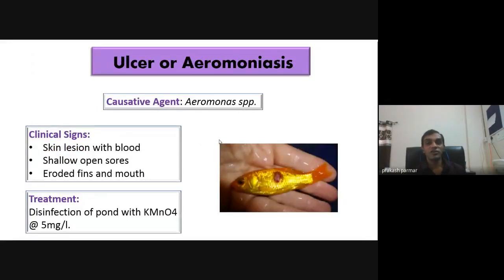Then ulceration, again a common one, and a common clinical sign in most of the diseases, is ulcer formation, and the general causative agent here is Aeromonas species, especially in Aeromoniasis. The skin lesions here will show blood in the periphery, shallow open sores will appear, and the fins become eroded, and the mouth parts also become eroded. So Kamdhenu treatment we can give, or some common antibiotics can be used for bath treatment as well as for feeding purposes.